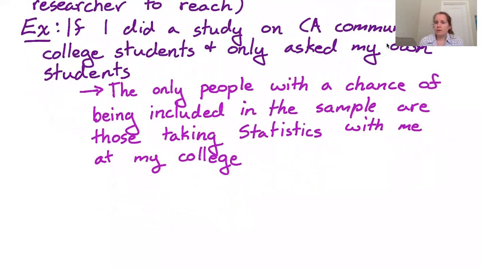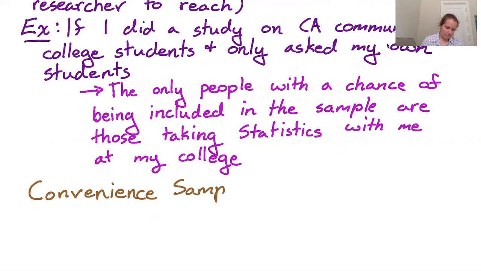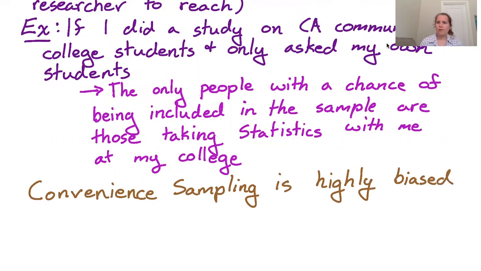So convenience sampling is typically a highly biased sampling technique. It's usually biased just by the researcher's own experiences and community. So convenience sampling is highly biased. Those picked are usually from the researcher's own community.